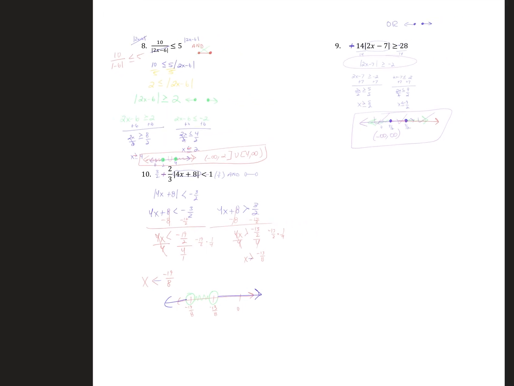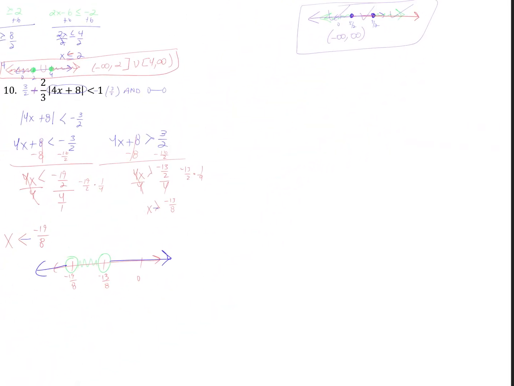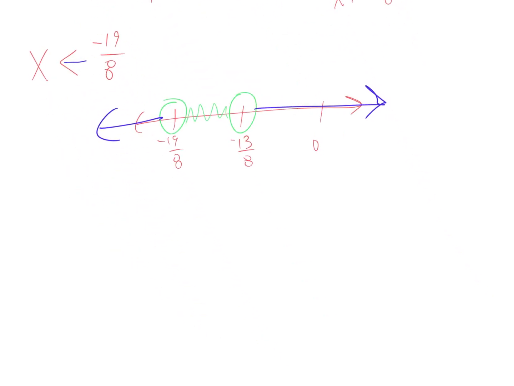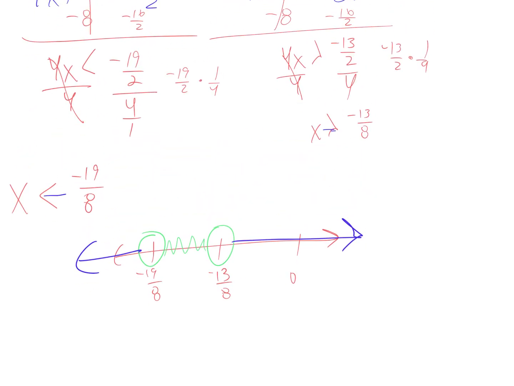Up here, when it was all real, everything was covered. Here, it's just like we're confused. We don't know which way we're supposed to shade. When you get to something like this and you're not sure, you didn't catch it up here that it was no solution, this is when we plug in numbers. Plug in a number on a number line that's bigger than negative 13 over 8. 0. Plug in 0. According to how we have it shaded, should 0 work?